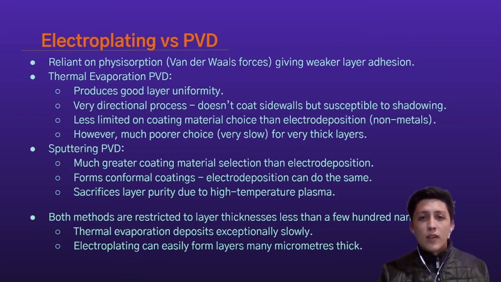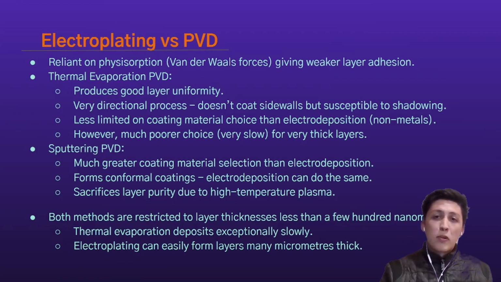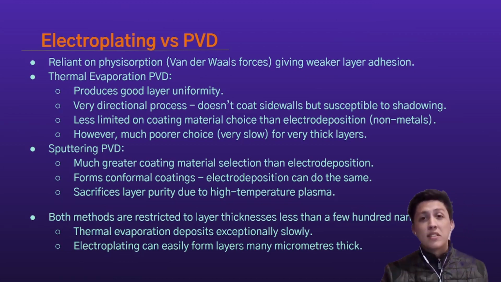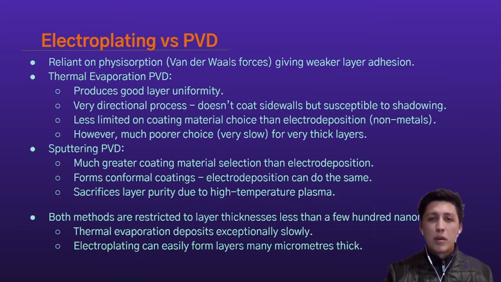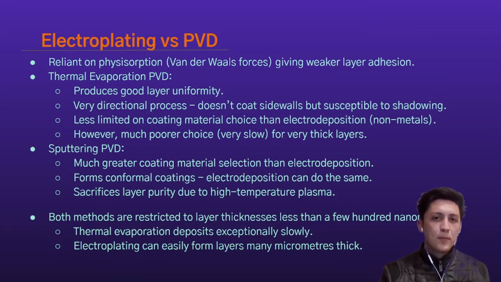Sputtering PVD is far more suited to producing thicker layers, which it can also do conformally for the purpose of insulation. Sputtering allows for a wide variety of coating materials and compounds, gives better adhesion, and applies material faster than thermal evaporation, but it does so by losing layer purity due to the use of high temperature plasma.